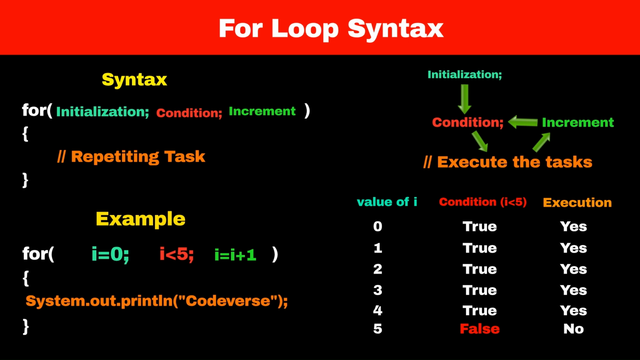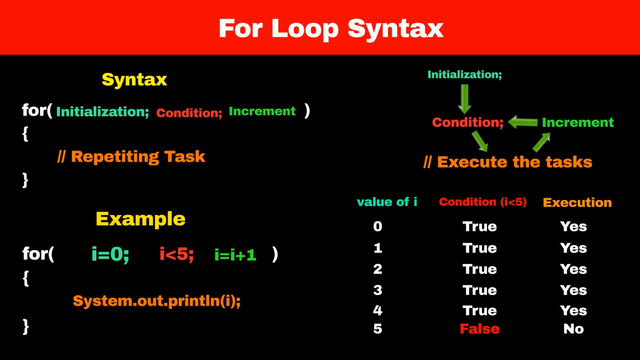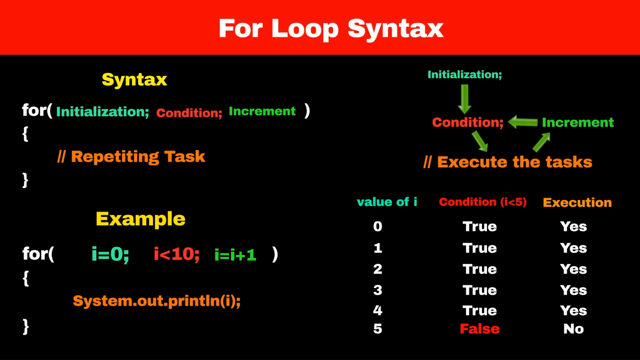Now instead of printing CodeVerse, if you want to print numbers from 0 to 4, you can just print the value of i inside the parentheses. Again, if you want to print numbers from 0 to 10, change the condition from i less than 5 to i less than or equal to 10.